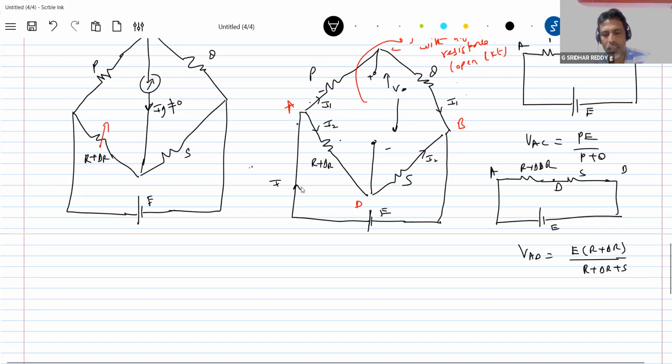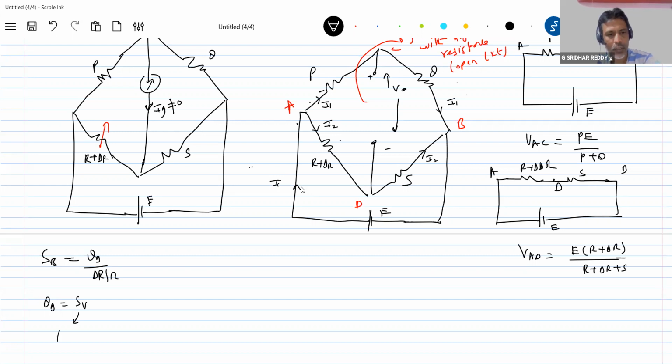So let's go directly to the formula. What is our formula? We have to get the sensitivity of the bridge. What is the sensitivity of the bridge? Theta G by delta R by R. Then how to calculate theta G? Theta G is SB into V naught. So how to calculate V naught? I'll introduce the formula back: theta G by delta R by R. This is the formula. What is theta G? Deflection of the galvanometer depends upon voltage. This is a constant for a given galvanometer.